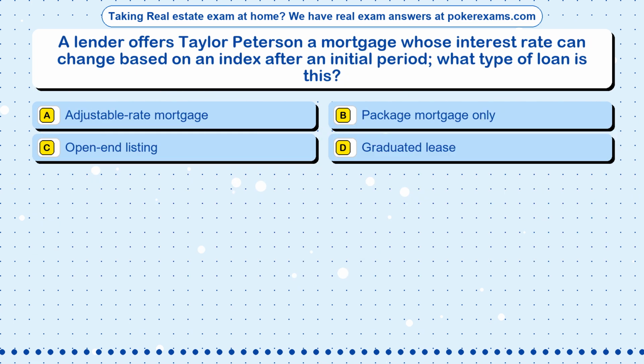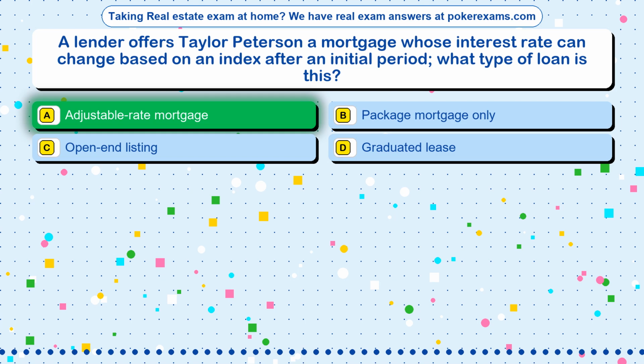Question 17. A lender offers Taylor Peterson a mortgage whose interest rate can change based on an index after an initial period. What type of loan is this? Option A, adjustable rate mortgage. Option B, package mortgage only. Option C, open-end listing. Option D, a graduated lease.